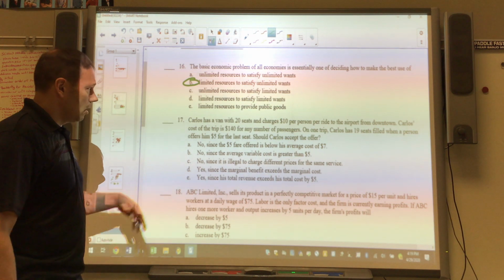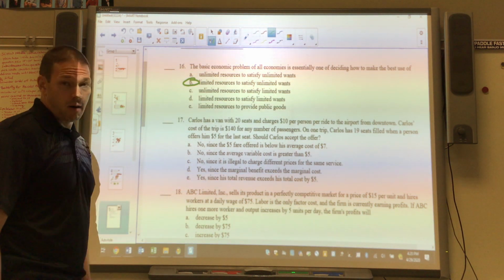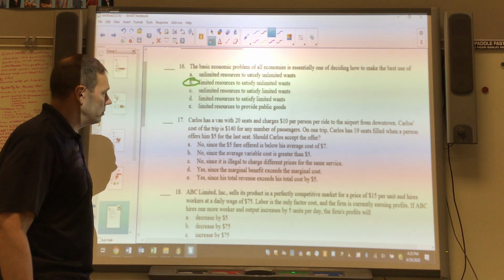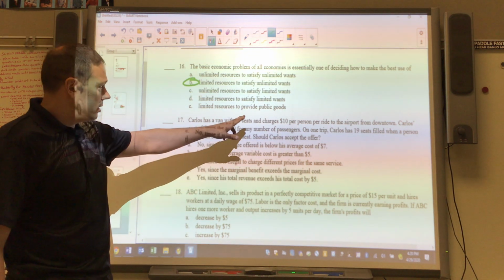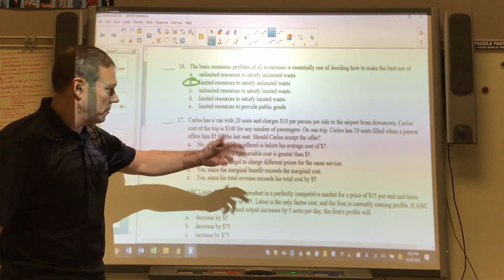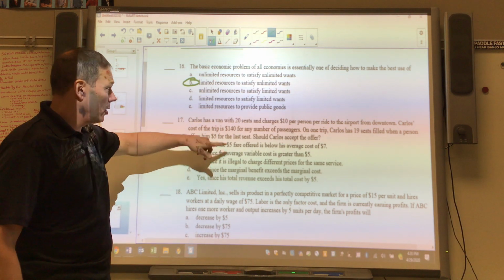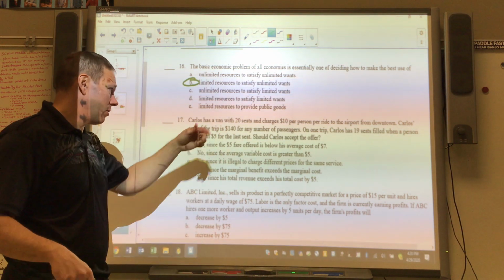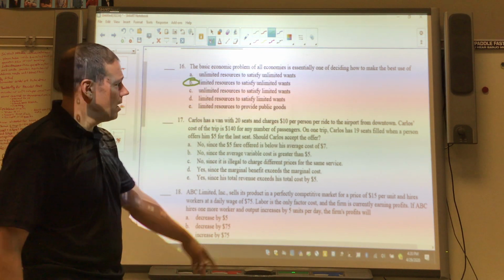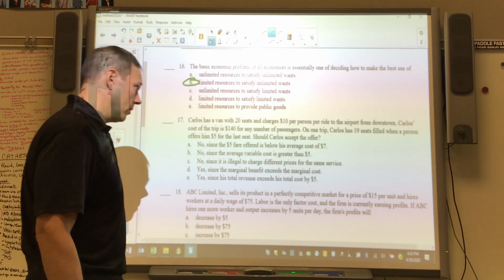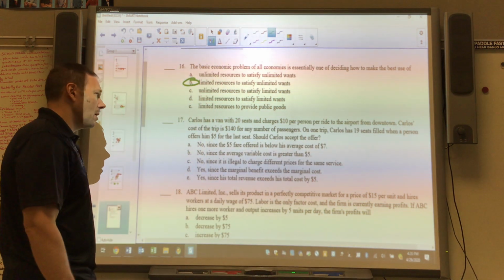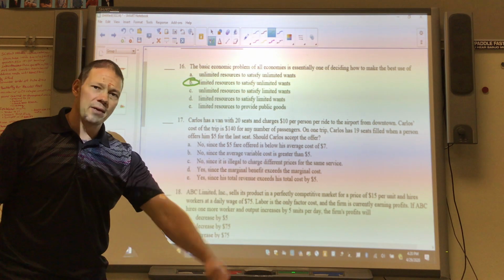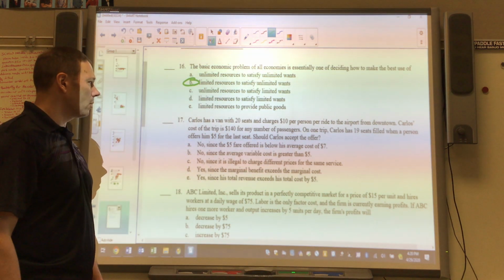Number 17, Carlos does a van service. Not right now, of course, but in normal times he would. He charges $10 per person to get from the airport to downtown. No matter how many passengers he has, it's going to cost him $140 to do this. 19 of the seats are filled. He's got one seat left. A guy comes up and says, hey, I'll buy that last seat for $5. Should Carlos accept the offer?